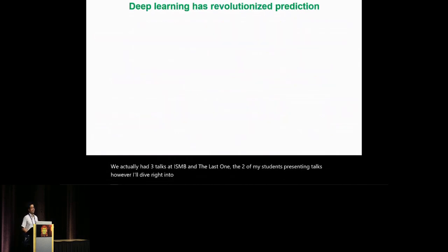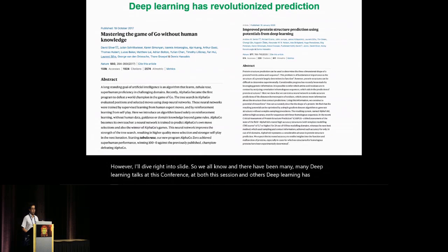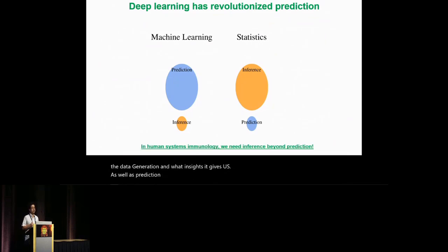So we all know, and there have been many, many deep learning talks at this conference, at both this session and at others, deep learning has absolutely revolutionized prediction. But prediction or getting to correlates or biomarkers is not the only goal. We need to think both about inference, about the mechanisms underlying the data generation and what insights it gives us, as well as prediction. So in human systems immunology, it's not enough to have markers or correlates alone. That's just the what. We also need the how and the why.